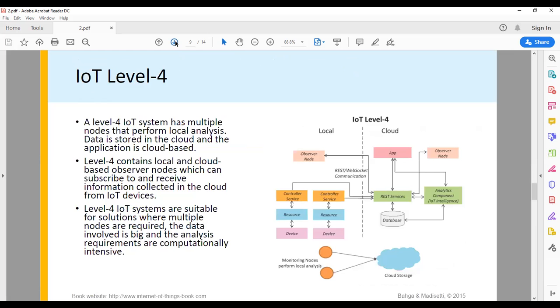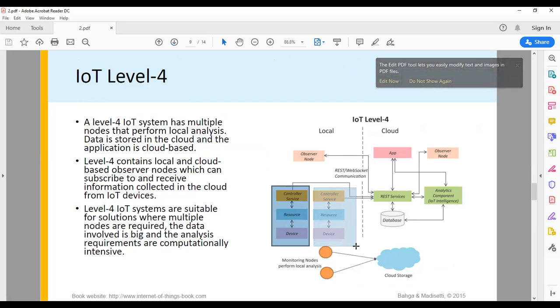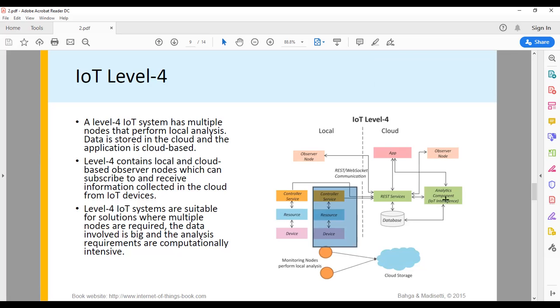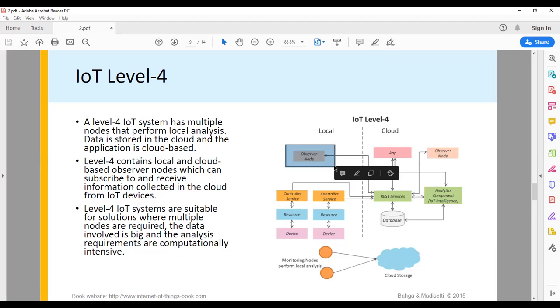Now let's see what happens in level 4. Here you can see the number of nodes has increased, as controlling nodes are also increased, and these nodes communicate only through the cloud storage. All these components remain the same. Here you can see devices, resources, controller. This is for one node and this is for another node, and they both communicate through the cloud platform. And on this communication there is another node, that is the observer node.